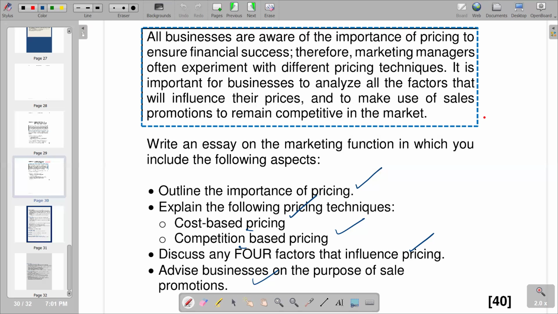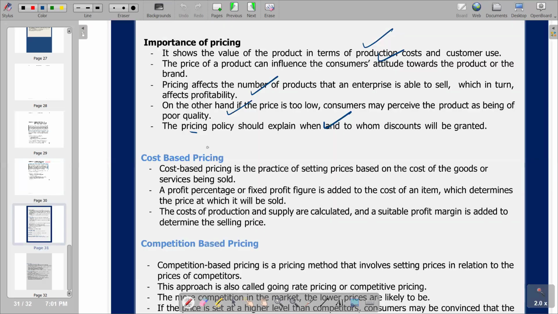So we can go and see the explanation that we have in our answer section, which says cost-based pricing. Cost-based pricing is the practice of setting prices based on the cost of the item, which determines the price at which it will be sold. And a suitable profit margin is added to determine the sale price. So this is just what we are trying to explain, that a profit margin is supposed to be added to the cost of that product to get the sale price.